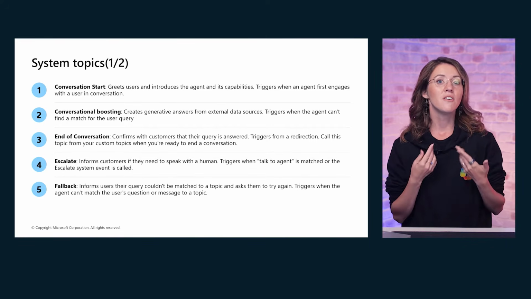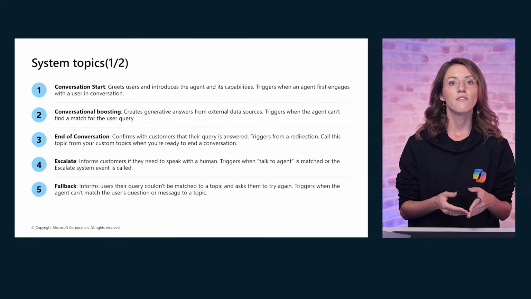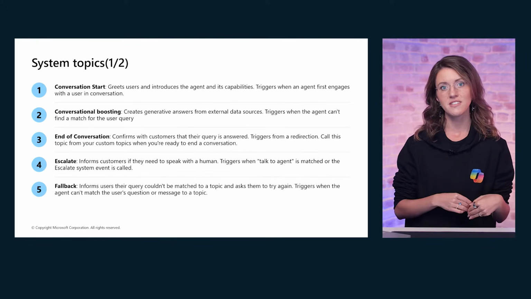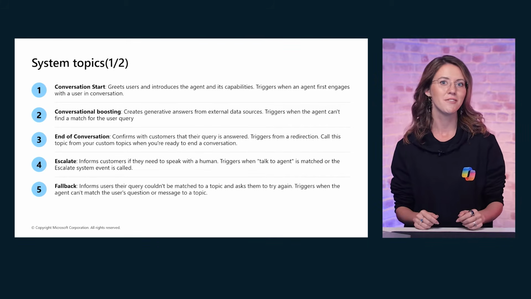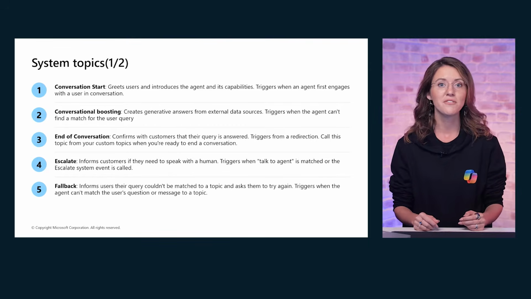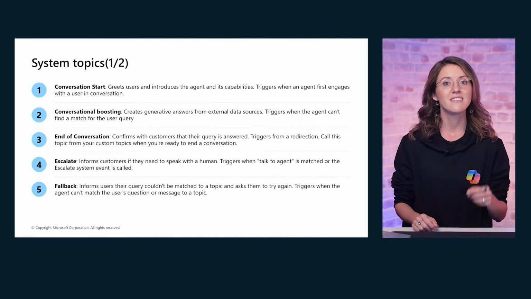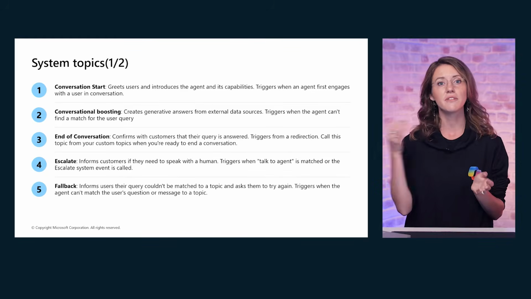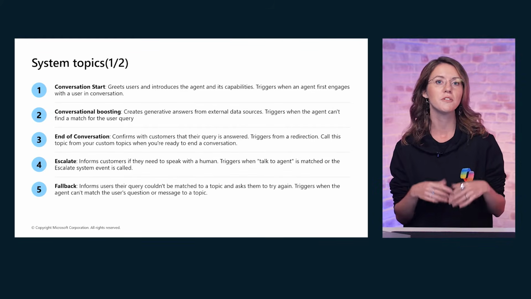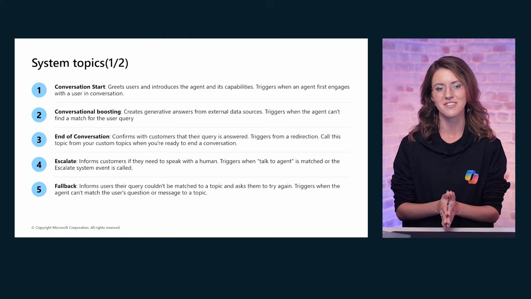Second, the conversational boosting topic generates answers from external data sources and is triggered when the agent can't find a match for the user query. The third one, the end of conversation topic, confirms with customers that their query has been answered. It's triggered from a redirection and should be called from your custom topics when you're ready to end the conversation.